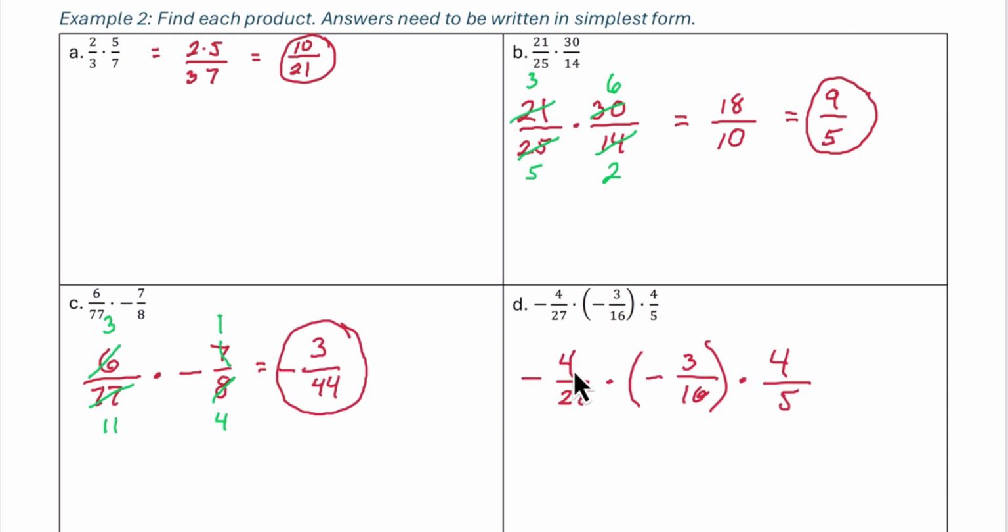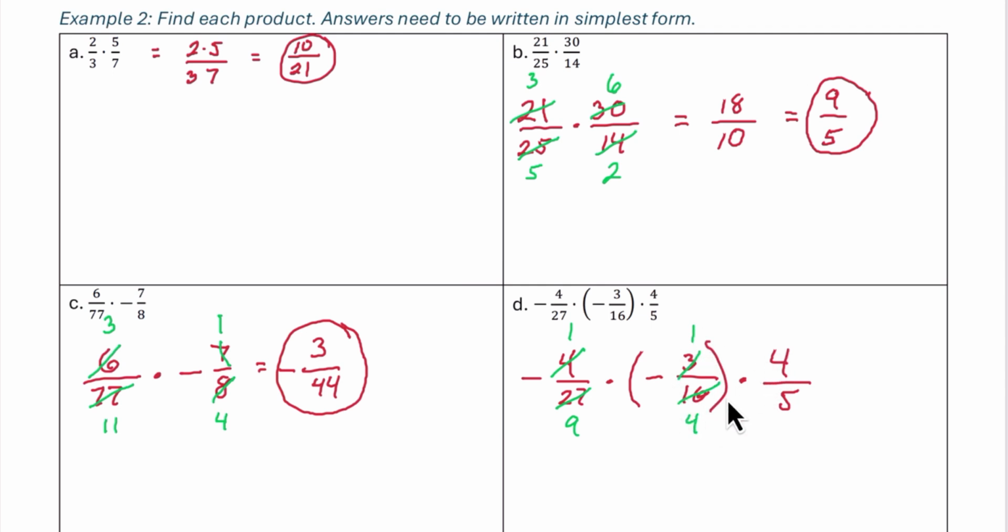4 divided by 4 is 1. 16 divided by 4 is 4. And now 27 and 3, they have a 3 in common. 27 divided by 3 is 9, and 3 divided by 3 is 1. We can continue going further and looking at the 4/5. Notice we're multiplying this, which is now negative 1/4 times 4/5.